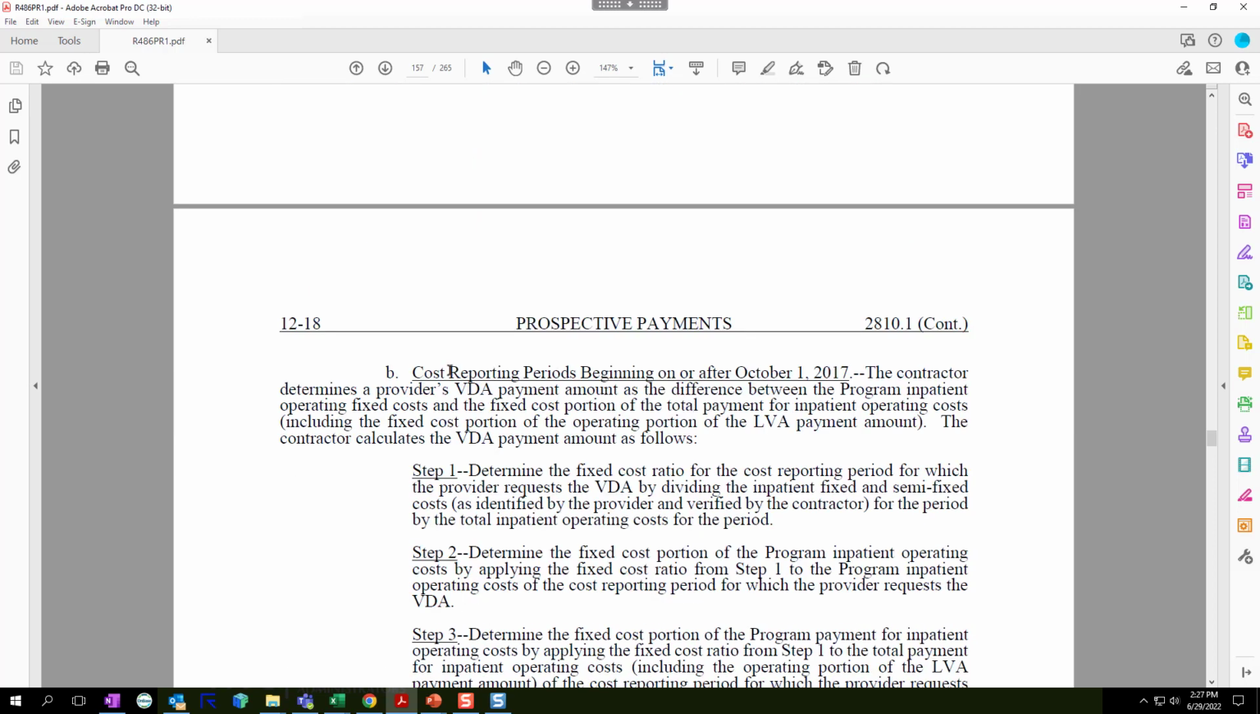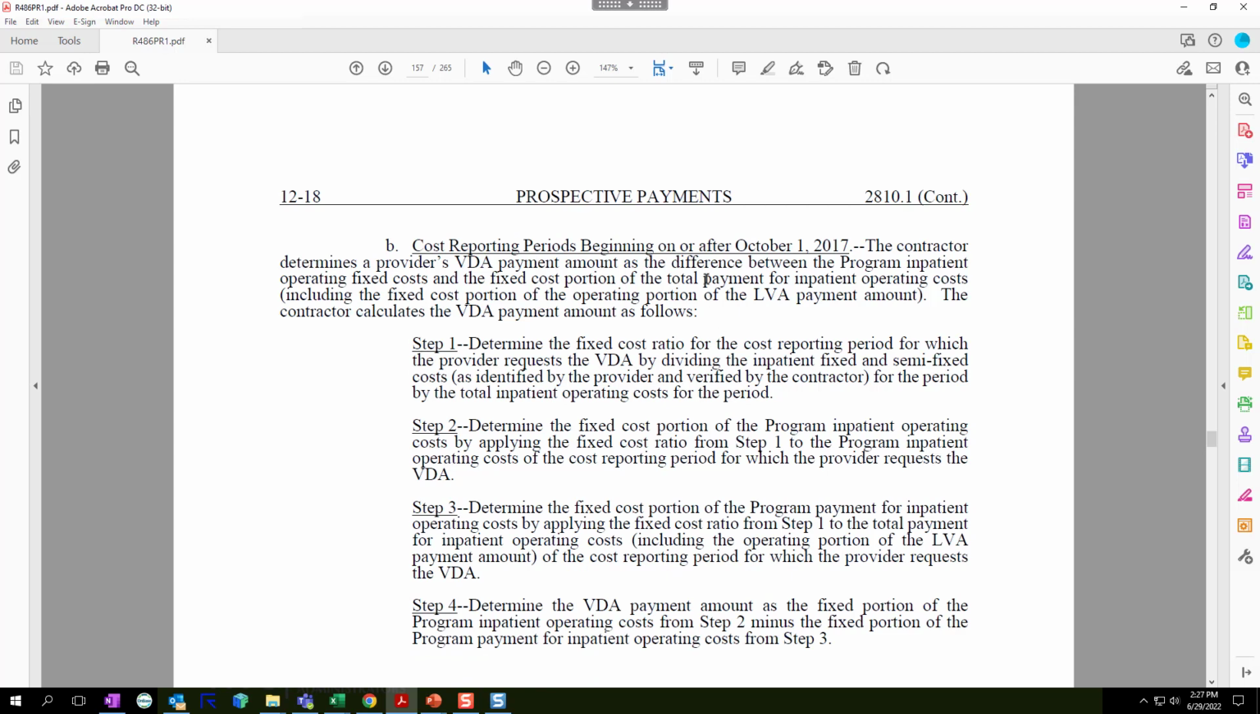And you'll see the cost reporting periods beginning on or after 10/1/17. So again, the point here is we're taking a look at the difference between the actual costs you have and what the payment is for those costs. The federal payment for those costs, federal and hospital specific, I should say, since it's a sole community or MDH hospital. So we'll take a look at the program inpatient operating costs, the fixed costs, and any allowable semi-fixed as well. We allow that portion of it.